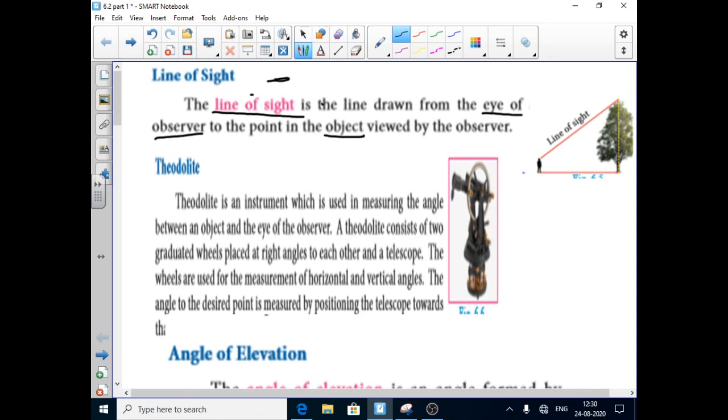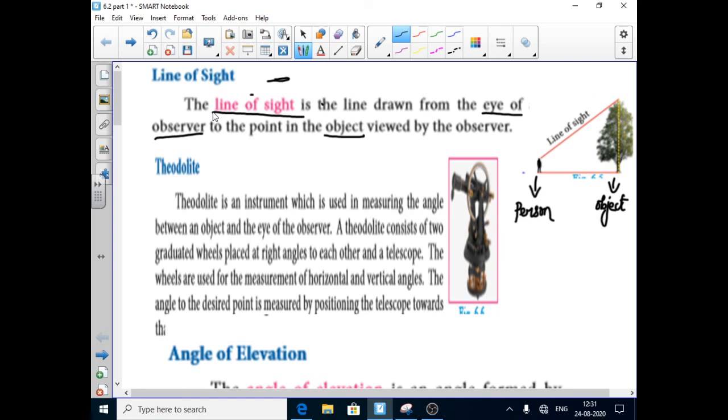In an object, we consider two points, the top and the bottom. The observer is taken as the eye viewing. The line connecting both is called line of sight. Here the person is standing here. This is the observer, and this one is the object. So this is the eye we are having, and this is the top of the tree. The line connecting the eye of the observer to the top of the object is known as line of sight.